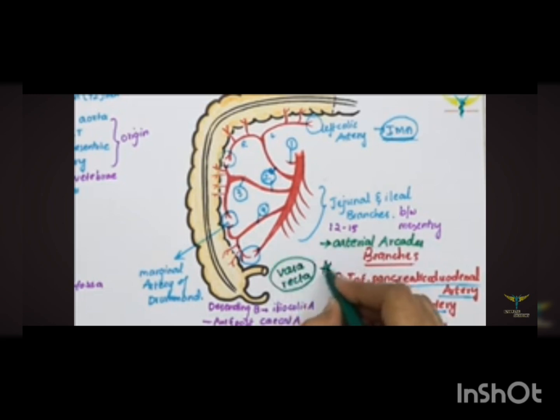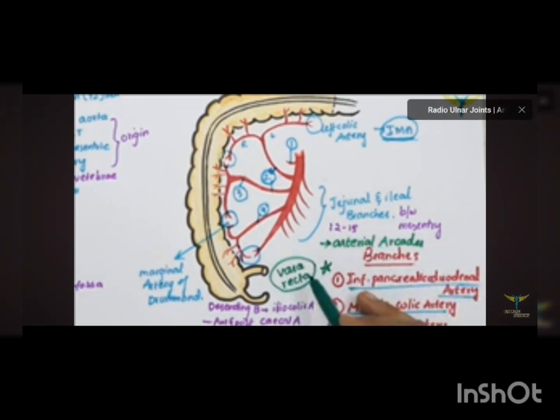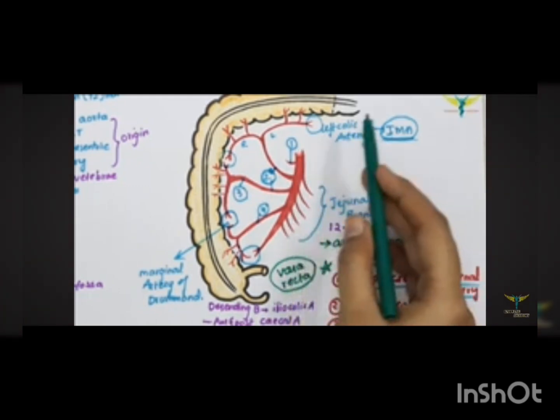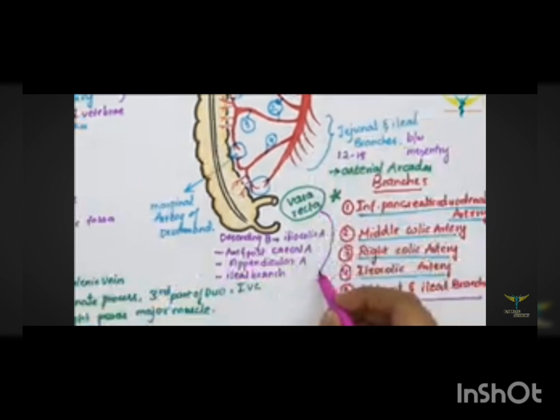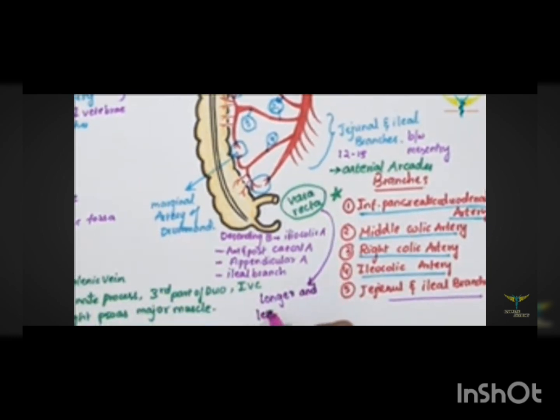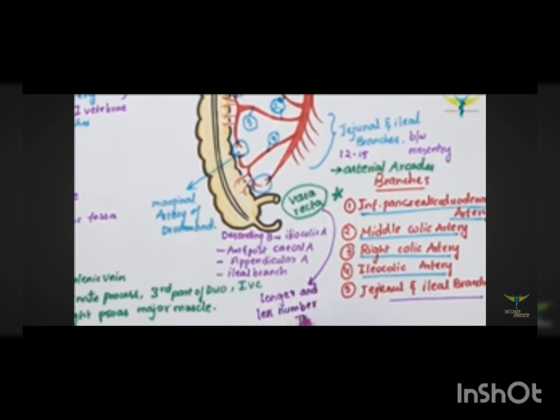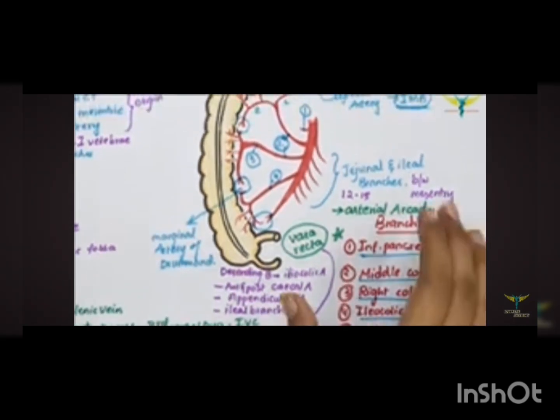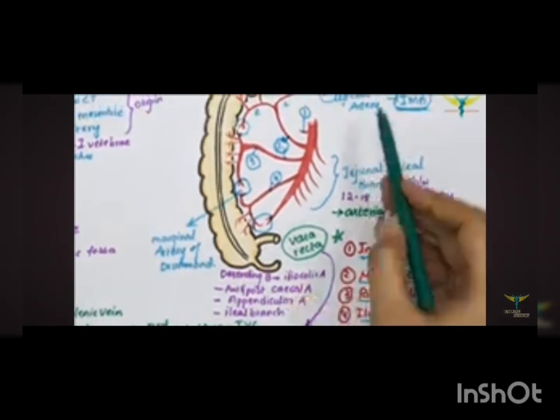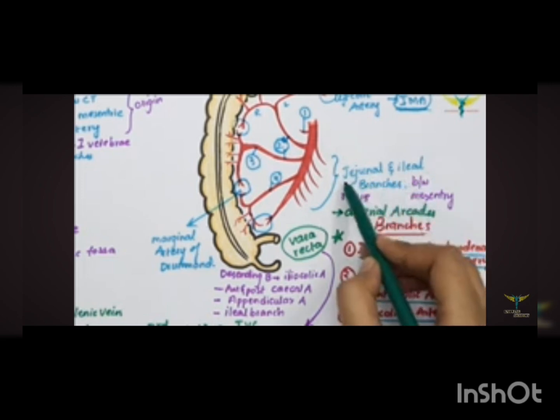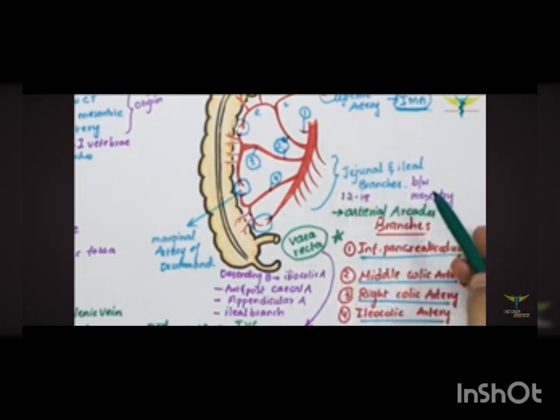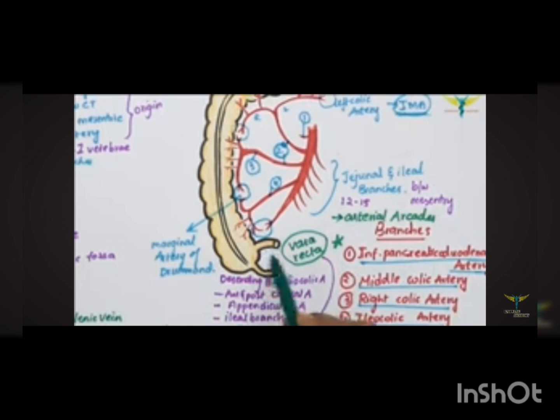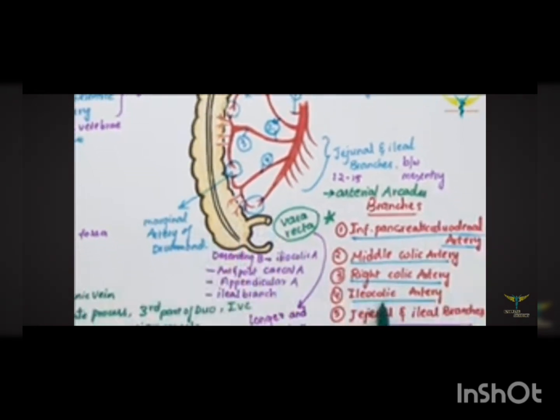You should remember it. These vasa recta arise from these arcades, pass on to either side of the small intestine, and they supply the small intestine. And remember, these vasa recta are much longer and fewer in number in the jejunum compared to the ileum. So remember, the whole small intestine proper, that is the jejunum and the ileum, is supplied by the jejunal and ileal branches of the superior mesenteric artery, whereas the terminal part of the ileum is supplied by the ileocolic artery.